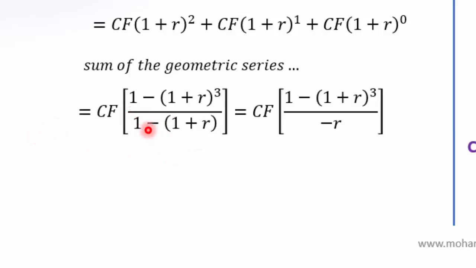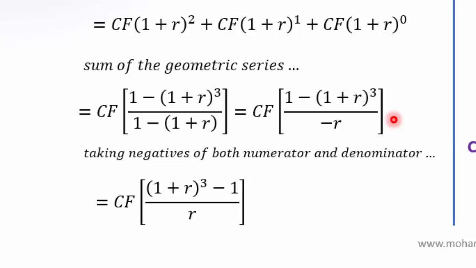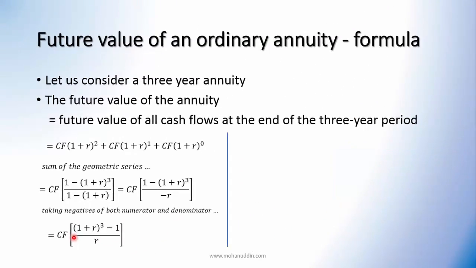From here the 1 and 1 will cancel out, and we'll get minus R in the denominator, with the same numerator. Then we take the negatives of both numerator and denominator. The reason we take the negative is to make the formula good looking without a negative sign. So the expression becomes CF times ((1 plus R) to the power 3 minus 1) divided by R. This is for the 3-year annuity.